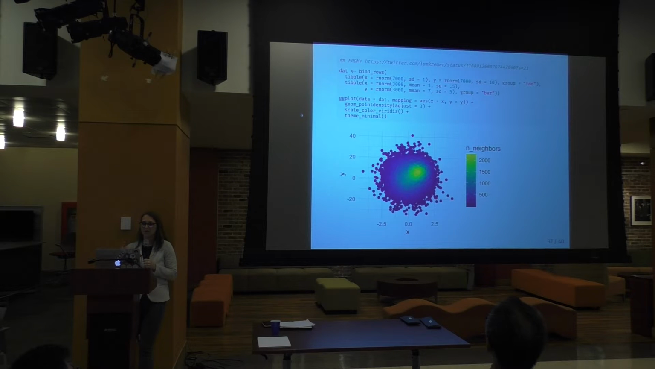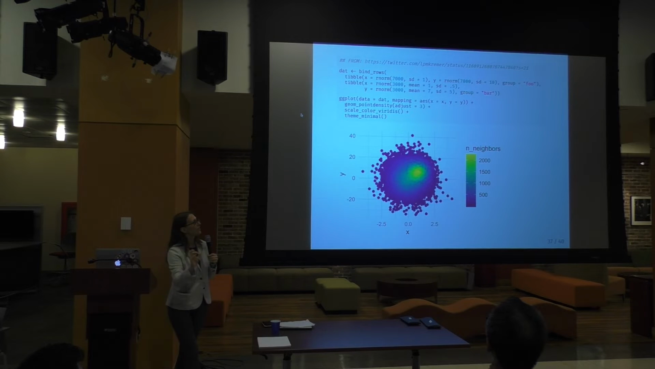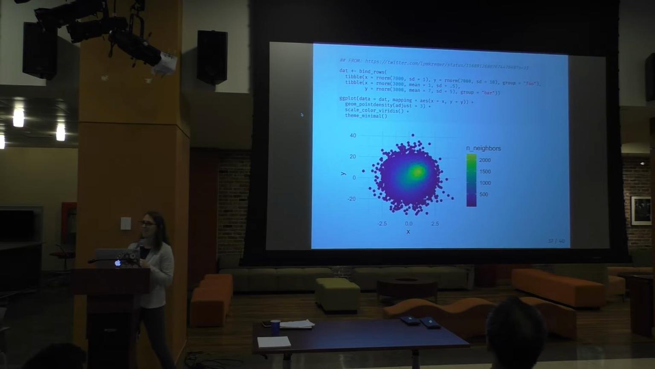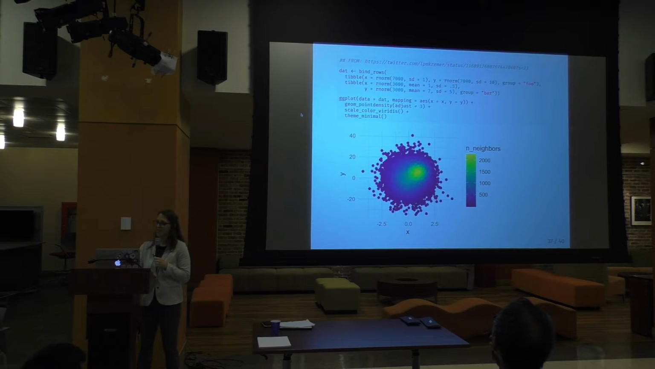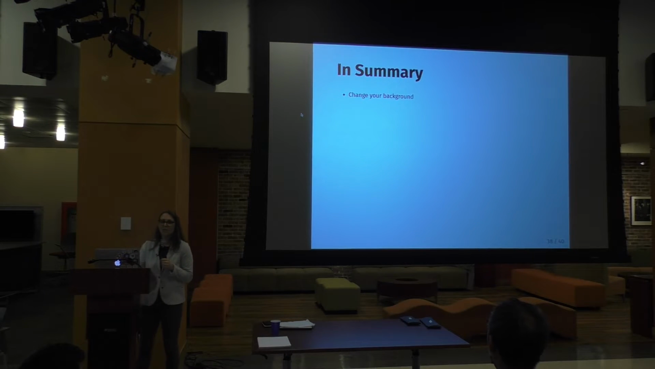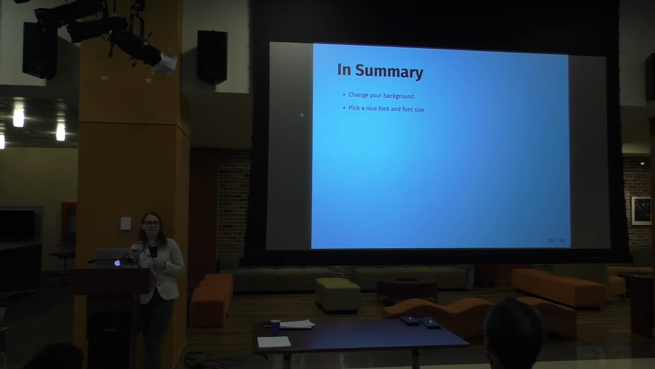So this is a cool new package called ggpointdensity that lets you blend both a scatter plot and the density. So I think that's really cool. This is a brand new package, so I thought I would just add it at the end in order to include it. So in summary, I want to say change your background.